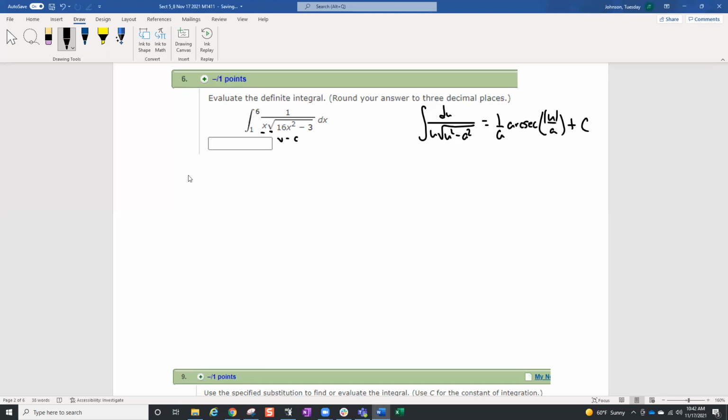So it looks like my u squared is 16x squared, and my a squared is 3. So u is 4x, and a is square root of 3. 4x. Huh. Well, here's what we can do, and I'm going to temporarily leave our limits off. So, no, let's do this.